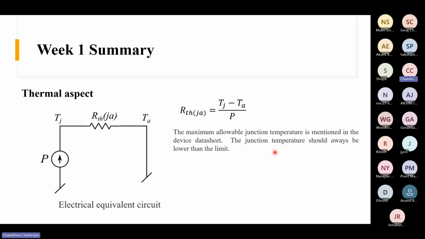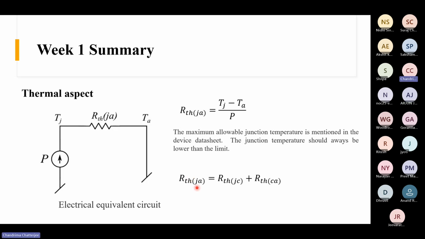I already mentioned that in the datasheet it is specified what is the maximum allowable junction temperature beyond which the device can't sustain. If we go beyond that temperature, the device will get damaged. So the junction temperature should always be lesser than the maximum limit.